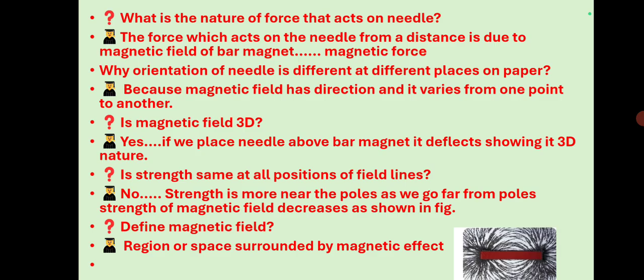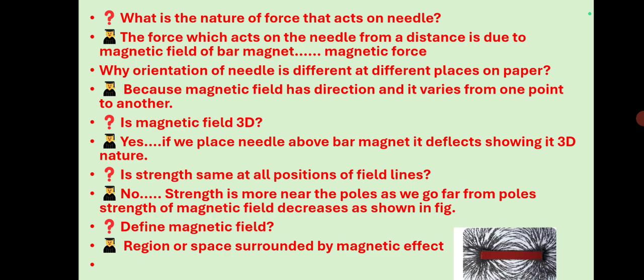Is the magnetic field three-dimensional? Yes. Wherever you keep the compass needle, either above or beside, you will find the deflection in the needle, indicating that it is three-dimensional. Can we define the magnetic field? Yes, we can define it. How? The particular region or space surrounded by the magnetic effect, we call it the magnetic field. So the particular region or space up to where the magnetic effect is present, up to there we call that the magnetic field.